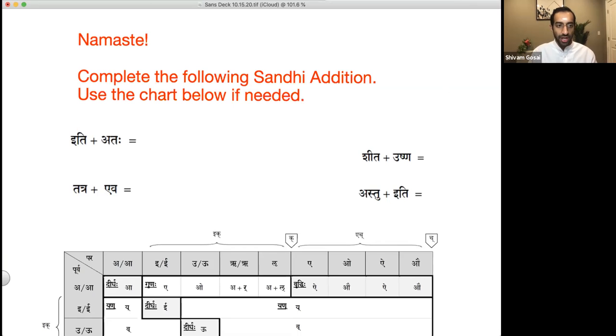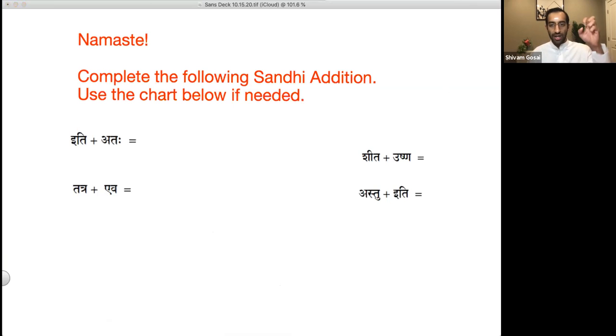Shita plus ushna. So we have akara plus u. So this is either going to be guna or vriddhi. Here we have u, which is part of ik, i, u, r, l. So it's going to be guna. So shitoshna. Shitoshna sukha dukkhada, right? Bhagavad Gita, this comes.